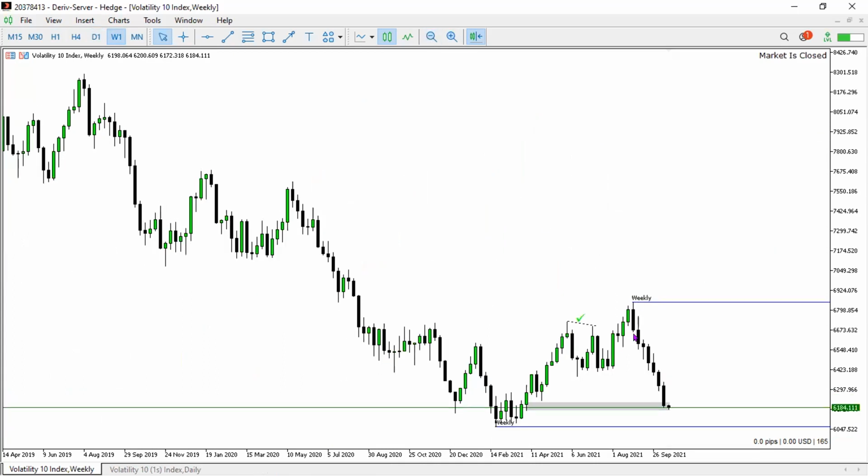So looking at volatility 10, we can see that on the weekly, we have this range here. Why is that a range? Because we were in an overall downtrend, right? We can see structure levels here, structure points. We can see the first break of structure above there. We can see price traded back and then it broke structure, right?